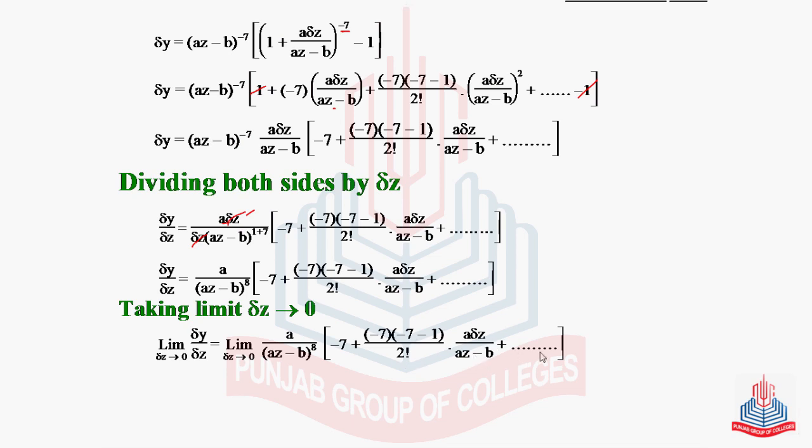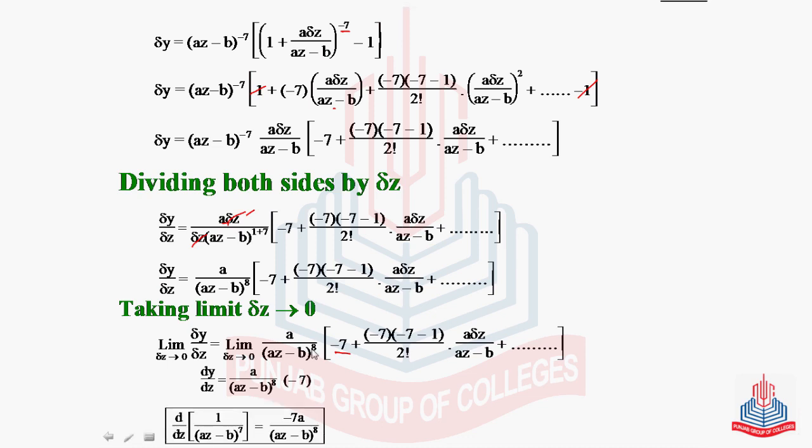Now left side will become dy by dz, and on right side when we apply limit, all the terms having delta z will become 0 except this first term, which will multiply to a into az minus b, and will form the required derivative of the given function 1 over az minus b raised to the power 7, which is minus 7a over az minus b raised to the power 8, the required derivative of the given function. So this one is the end of this exercise 2.2.